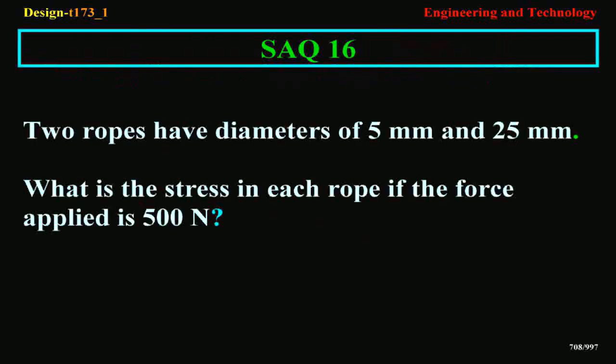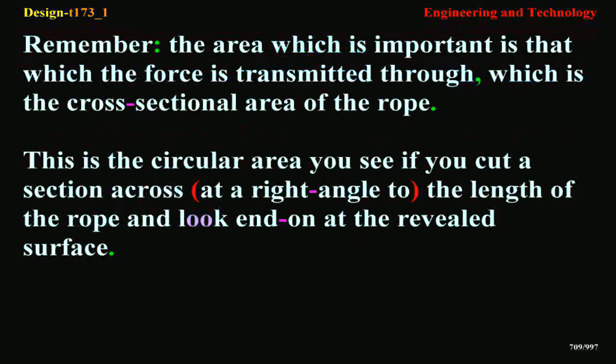SAQ 16. Two ropes have diameters of 5 mm and 25 mm. What is the stress in each rope if the force applied is 500 N? Remember, the area which is important is that which the force is transmitted through, which is the cross-sectional area of the rope. This is a circular area you see if you cut a section across at a right angle to the length of the rope and look at the revealed surface.